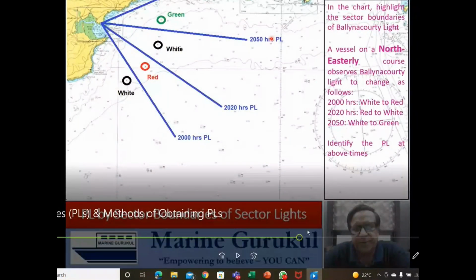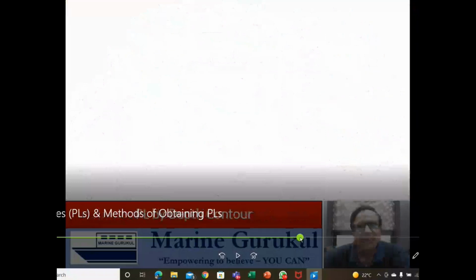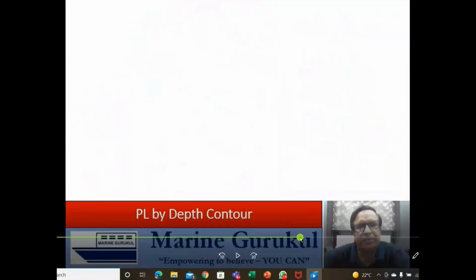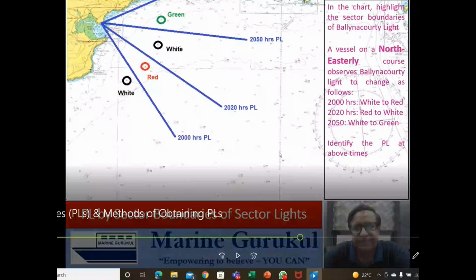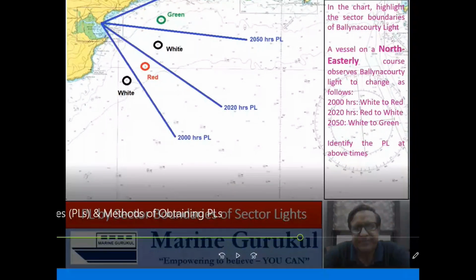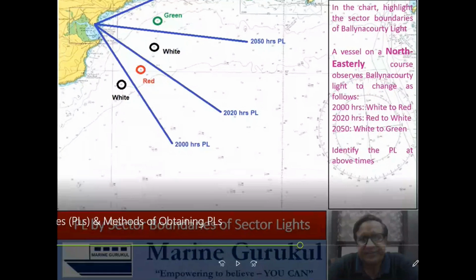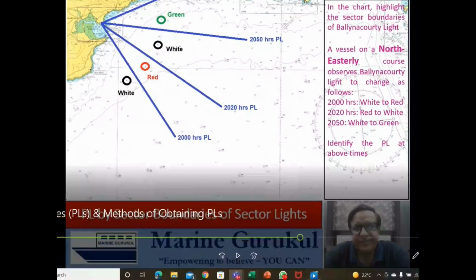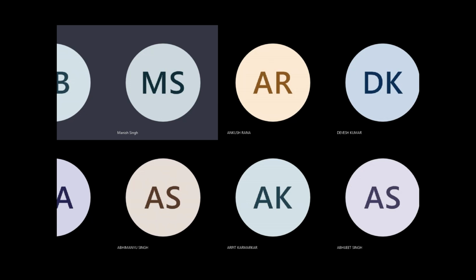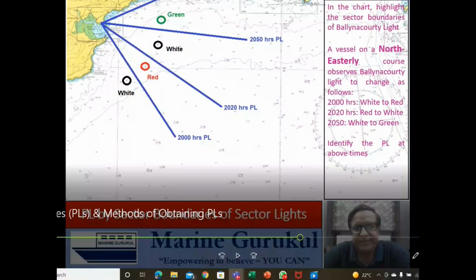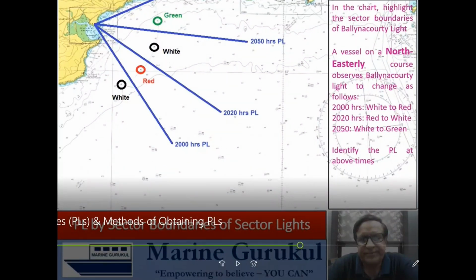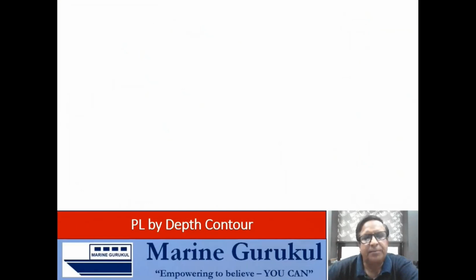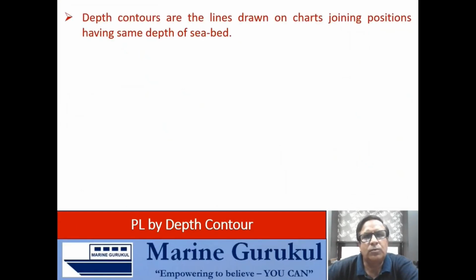So we have seen these sector lights, sector boundaries. Let's move on to a position line now, which is not a straight PL. That is a depth contour PL. Just give me 1 minute. PL by depth contour. Depth contours are the lines drawn on the chart joining positions having the same depth of the seabed.